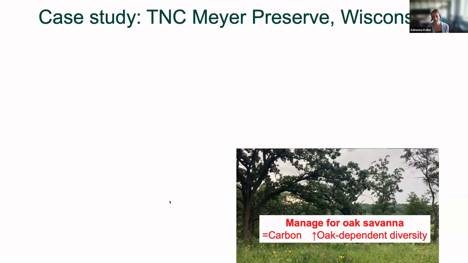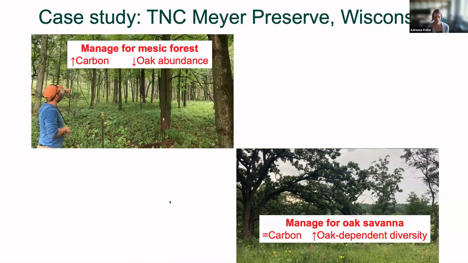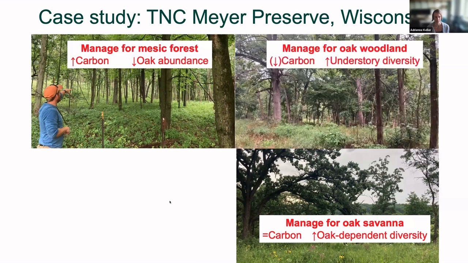So there's this really nice patch of land that is a pretty high-functioning oak savanna, and the managers decided to leave and manage for oak savanna. We're going to maintain the carbon stores there, and we're going to try and increase the oak-dependent biodiversity at that site. Contrast this with a site that has really already kind of gone over the edge, and it's going to be really hard to bring it back and make it look like an oak savanna. So this might be a place where we prioritize carbon goals and manage it for a mesic forest, increasing carbon, but of course we're going to lose any potential for oak abundance and oak dependent savanna biodiversity.